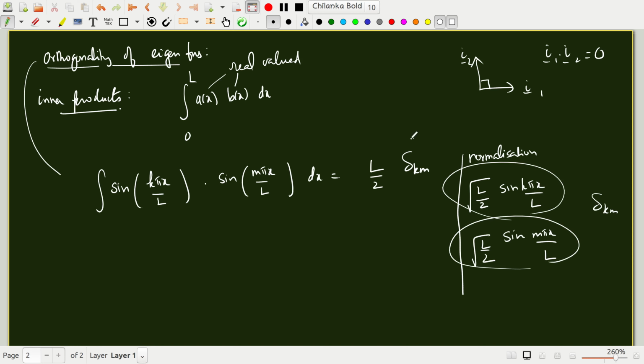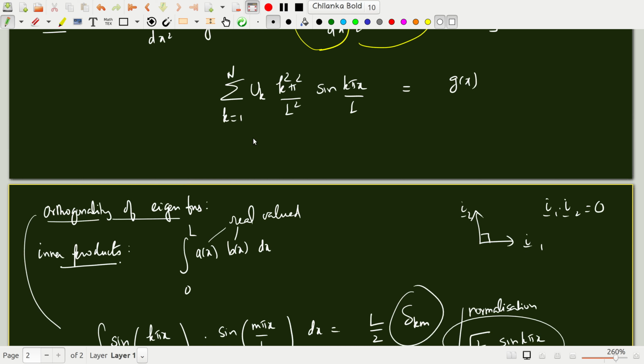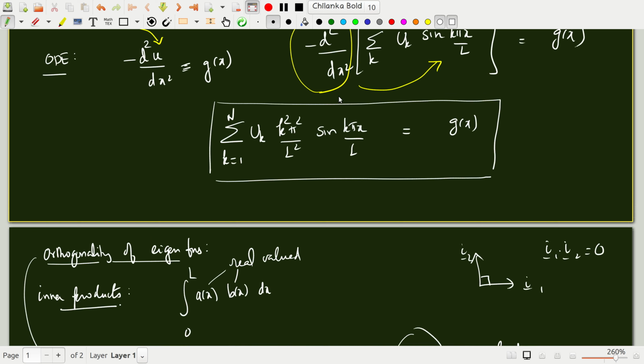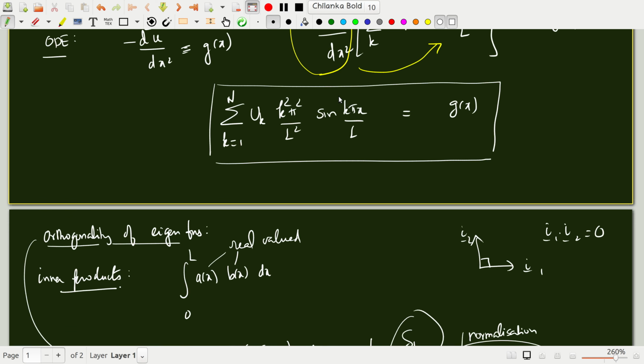Right now, all that is important is that only if k is equal to m, you will get a non-zero value. Otherwise, you will get a 0. Right? That is the orthogonality of these eigenfunctions. Now I need to use this in this expression. What I will do is I'll multiply both sides by sine m pi x by L, and I'll integrate, which is the equivalent of taking the inner product.